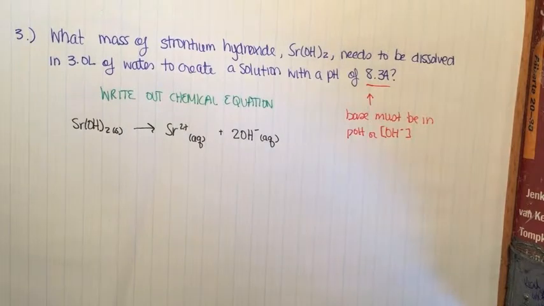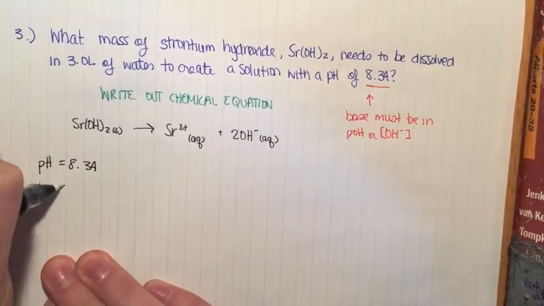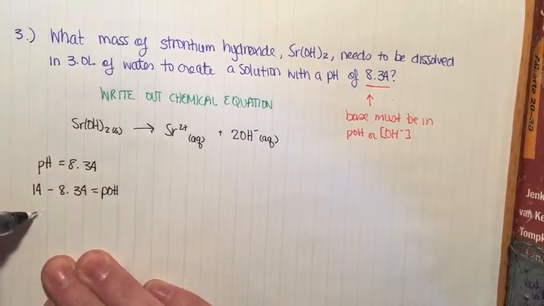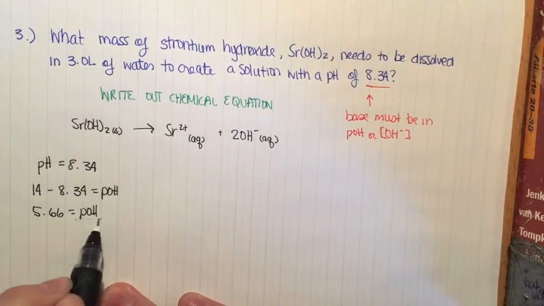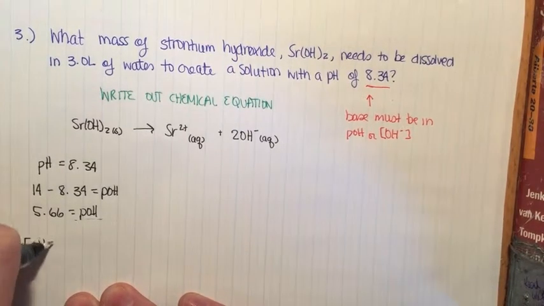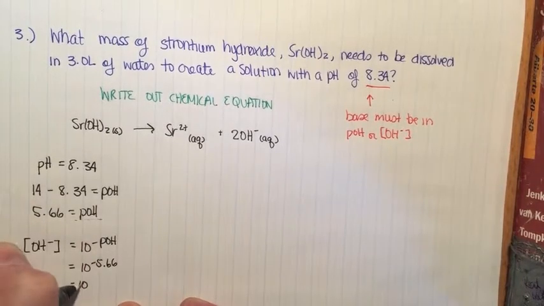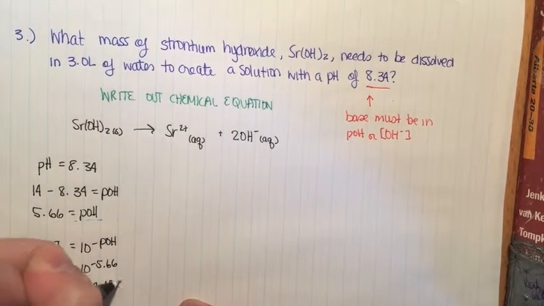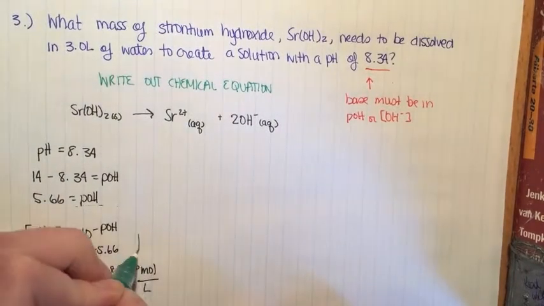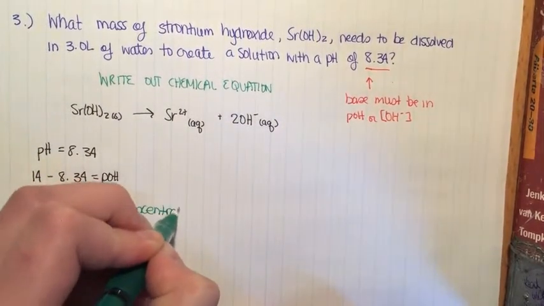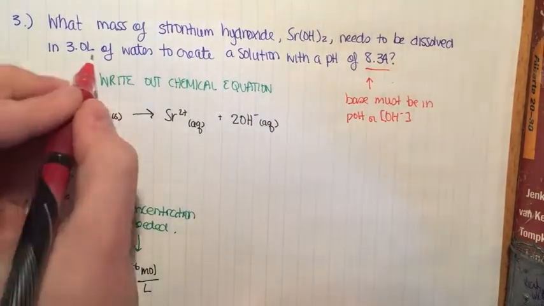Writing out the information we have, we are given a pH of 8.34, we need to convert it to the pOH, so we subtract that from 14, giving you 5.66. Given that, we can now find the OH concentration. We plug in our pOH to the formula, 10 to the negative 5.66, which gives us 2.18 times 10 to the negative 6 moles per liter. So that's our concentration. Given that, we now need to do some unit analysis.